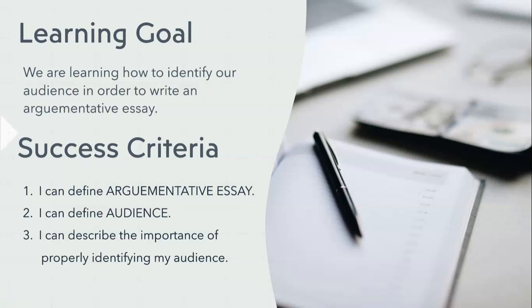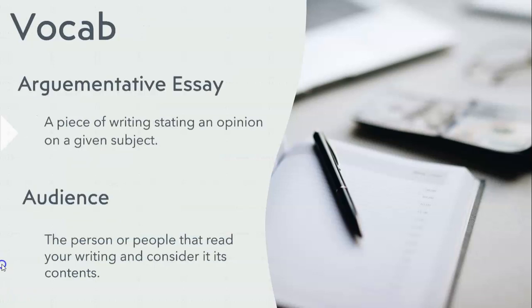So let's dive right in with some vocabulary. Our two important vocabulary words today. First up is argumentative essay. An argumentative essay is a piece of writing stating an opinion on a given subject. It's very closely related to persuasive essay, the main difference being that in a persuasive essay, you are trying to actually persuade someone to think or do something. There's a call to action. In an argumentative essay, you are stating your opinion about a subject with not the explicit goal of changing someone's mind.